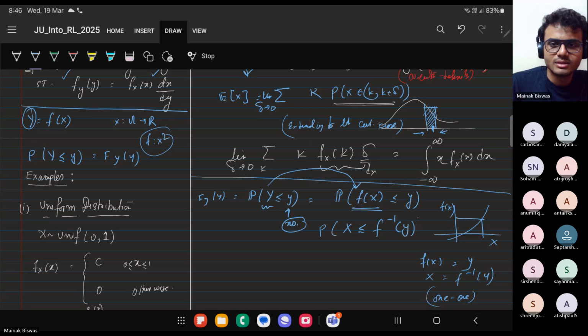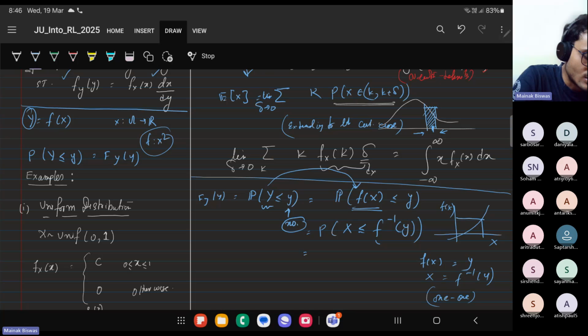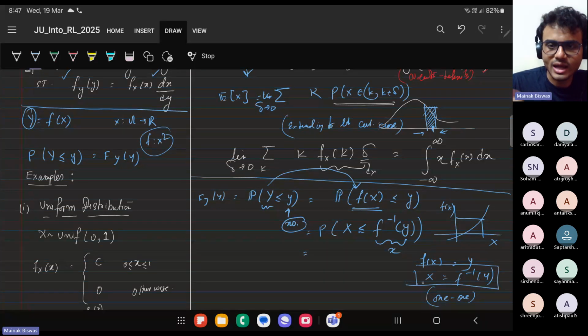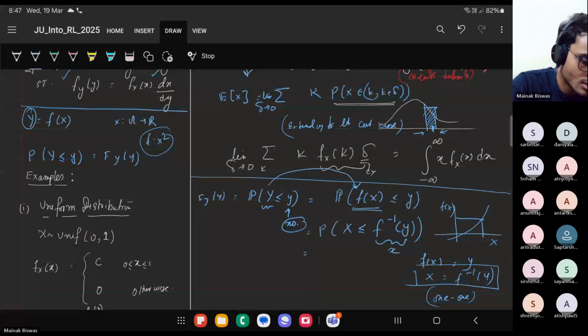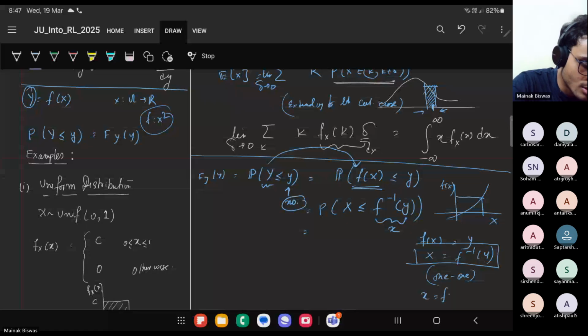Fine. Which is what? This is small x, yes or no? We have defined that in this format. Whatever value f was transforming it to, if you take the same f inverse, you will get the small value of x, yes or no? So which means that it is the CDF of x, where x is equal to f inverse of y.